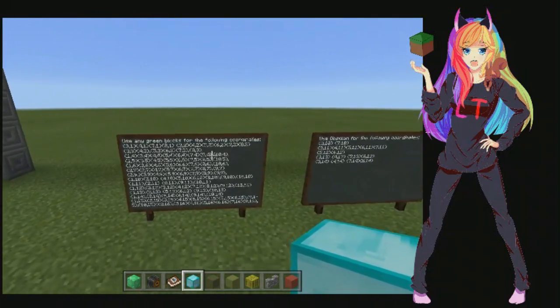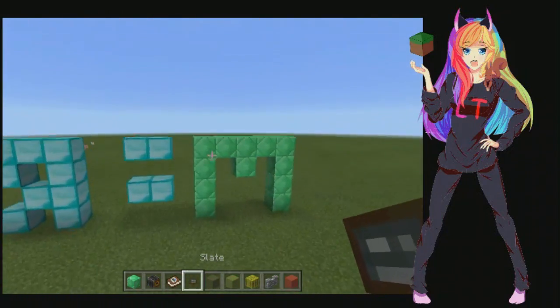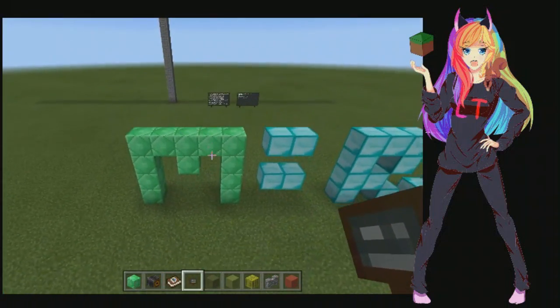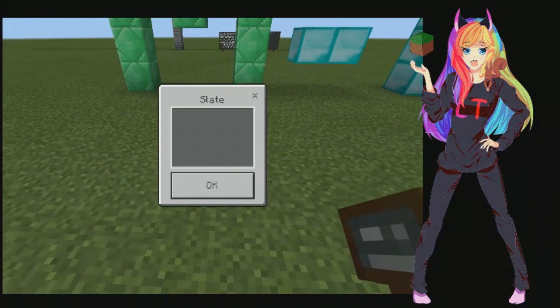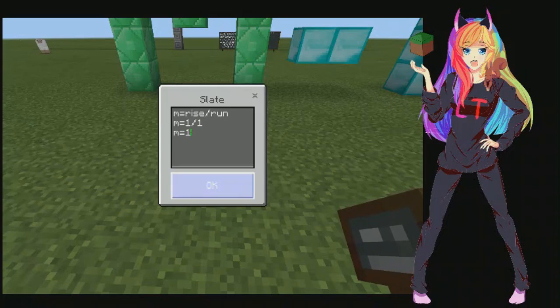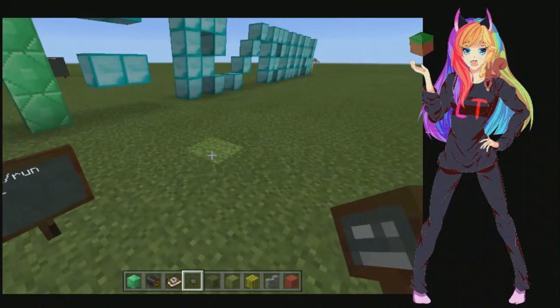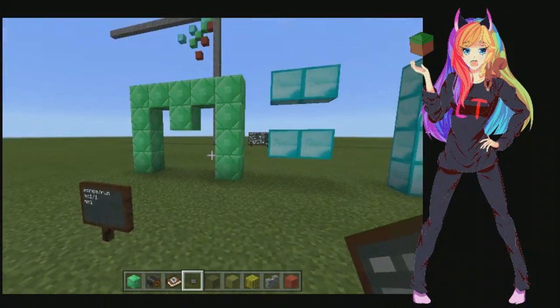I got a chalkboard. Alright. So, if M equals rise over run, then in this case it's up one, across one. Now, M is equal to 1. 1 divided by 1 is 1. That's pretty easy.